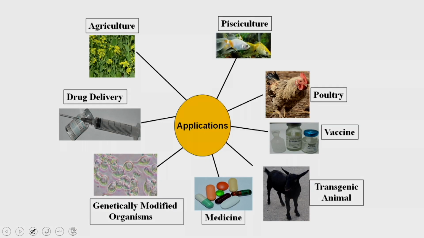At the end, in module 11, we have also discussed the different types of biotechnology applications. We have discussed the application of biotechnology in agriculture, in pisciculture, in the medical field, and then also the applications of biotechnology in generating genetically modified organisms and so on.